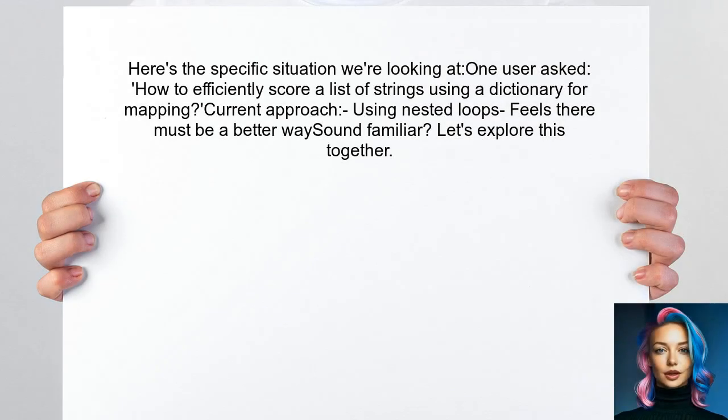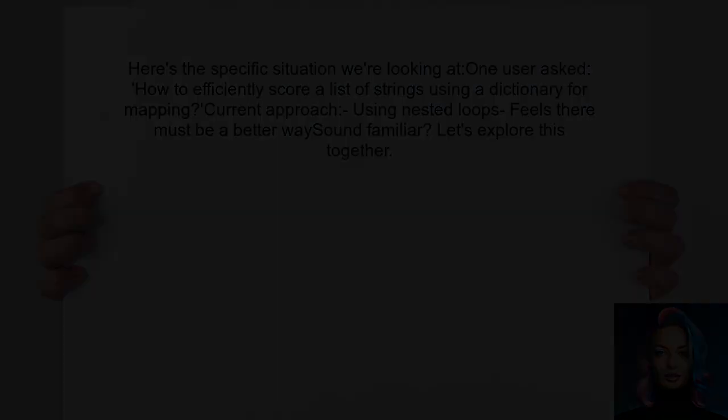Here's the specific situation we're looking at. One user asked how to efficiently score a list of strings that describe skills using a dictionary for mapping. They shared their current approach using nested loops, but they feel there must be a better way. Sound familiar? Let's explore this together.